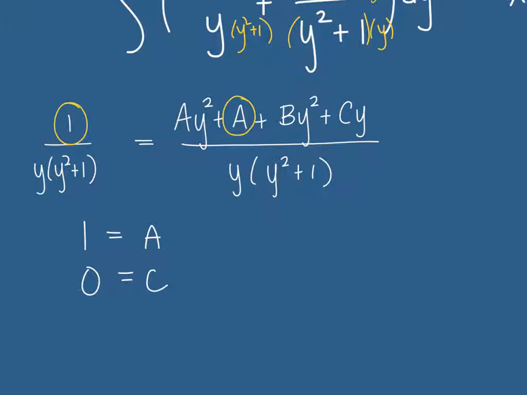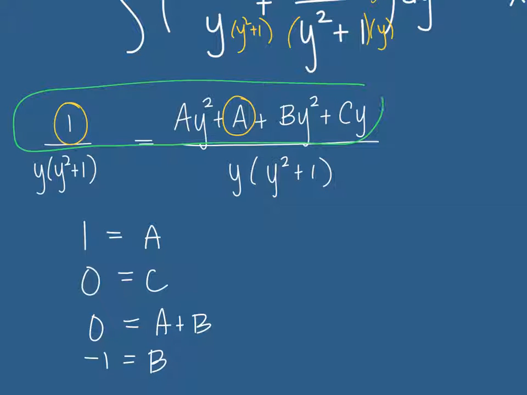How many y squareds are on the original side? 0. How many y squareds are on my partial fraction side? A plus B. Therefore, what must B be equal to? Correct. What are you looking at to get the A plus B? What equation are you referring back to? Okay, here. Let's focus on this, okay?